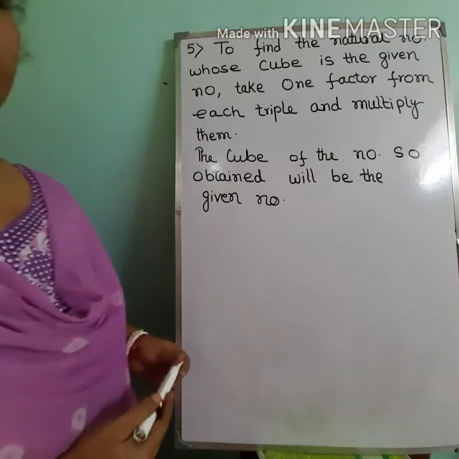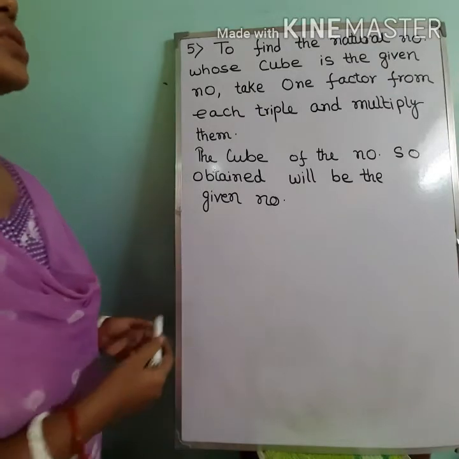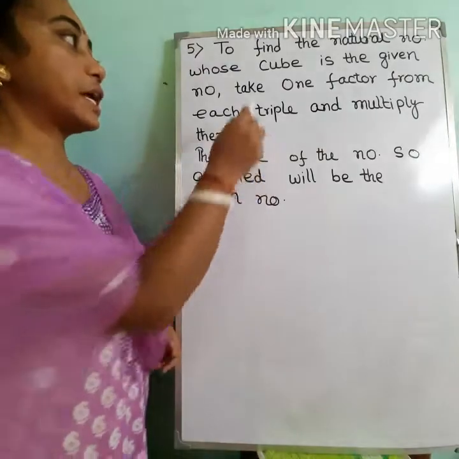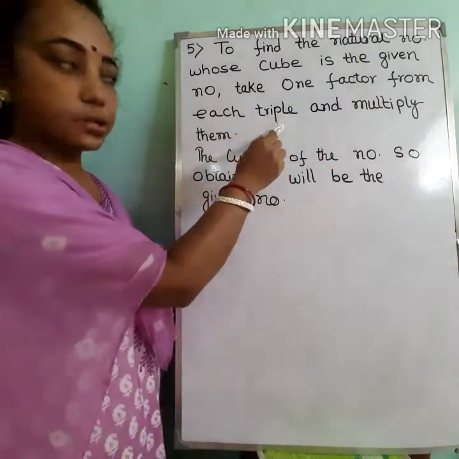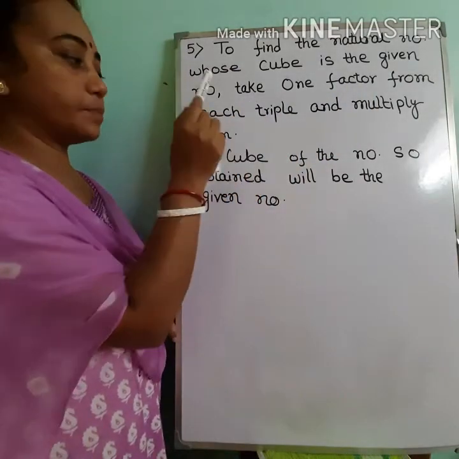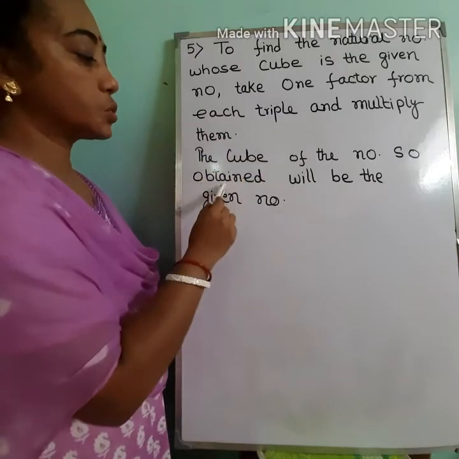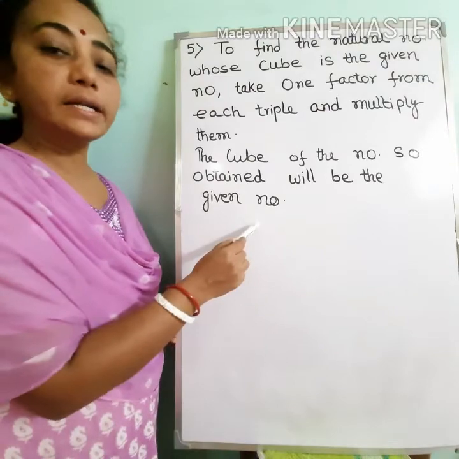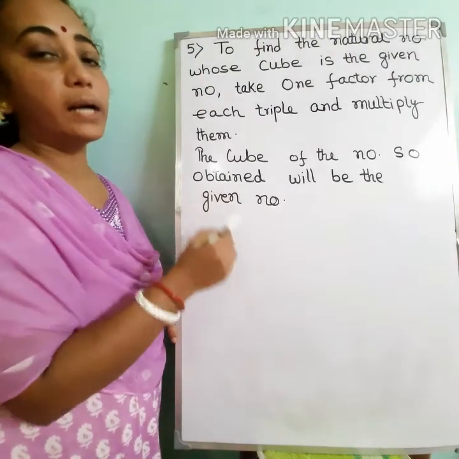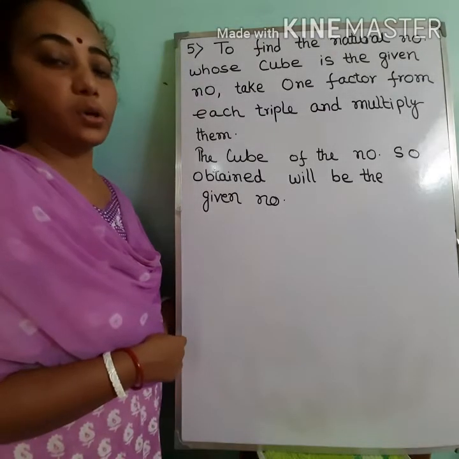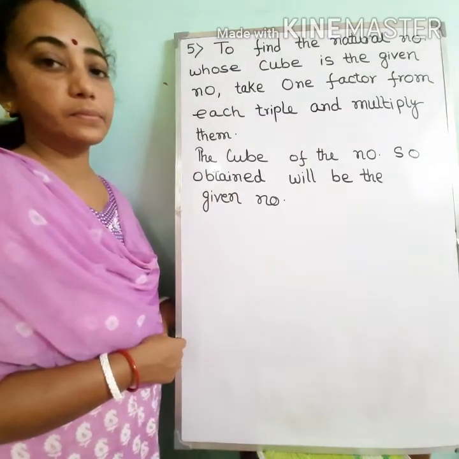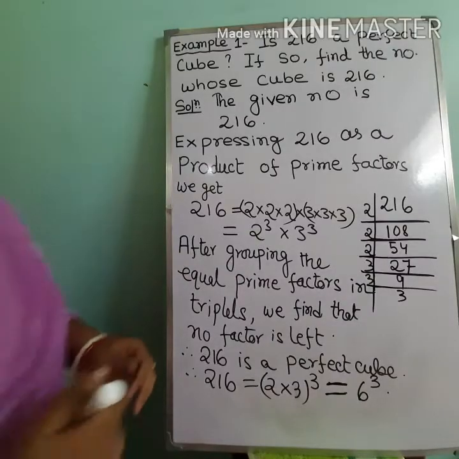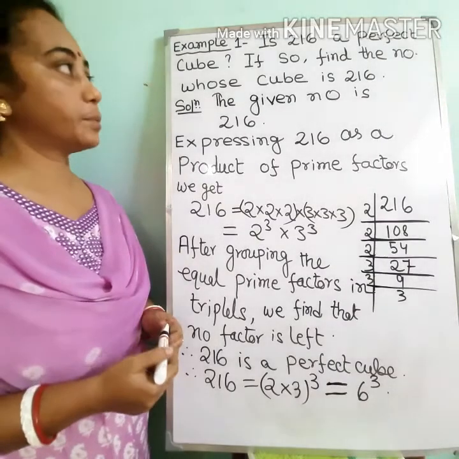Now to find the natural number whose cube is the given number, we take one factor from each triple and multiply them. The cube of the number so obtained will be the given number. So let's see one example to understand the method.